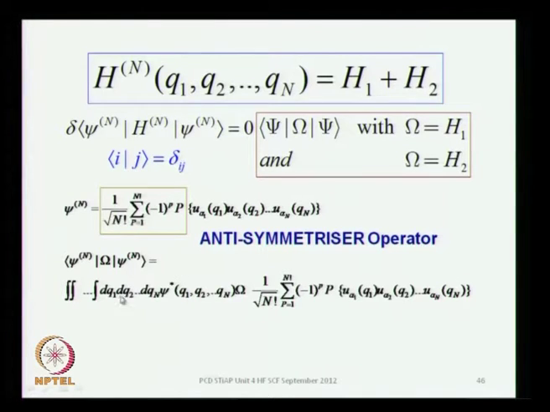So, the matrix element then consists of psi star, omega, psi. This is psi star, this is omega, and this is psi, and you have got factorial n terms on this side and another factorial n terms on this side. So, it is a lot of work.